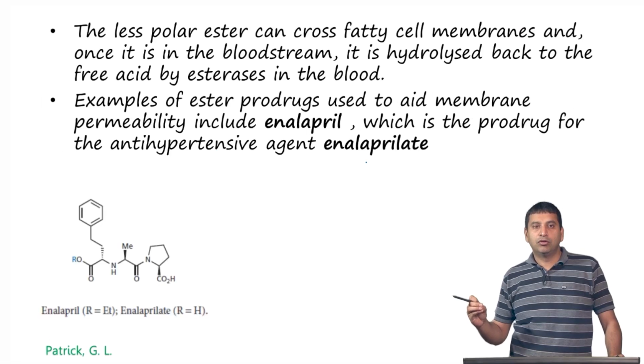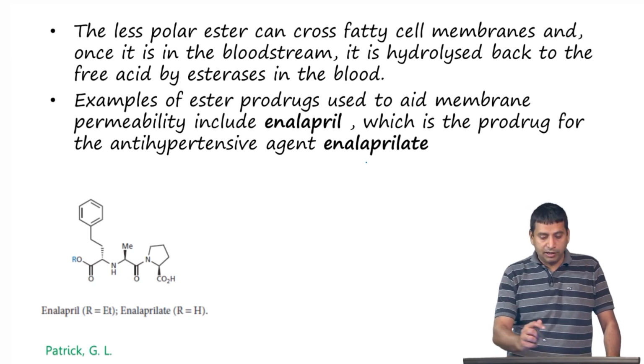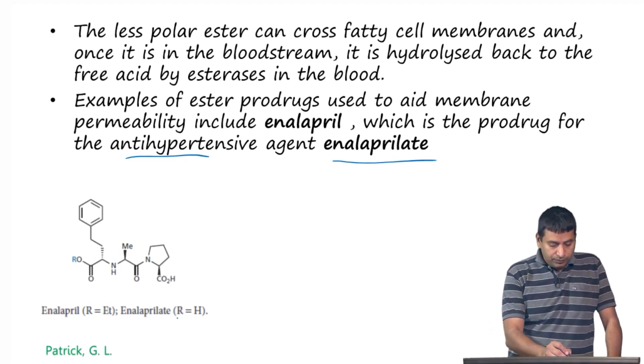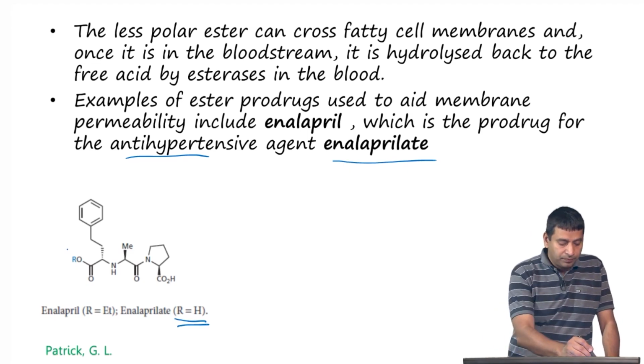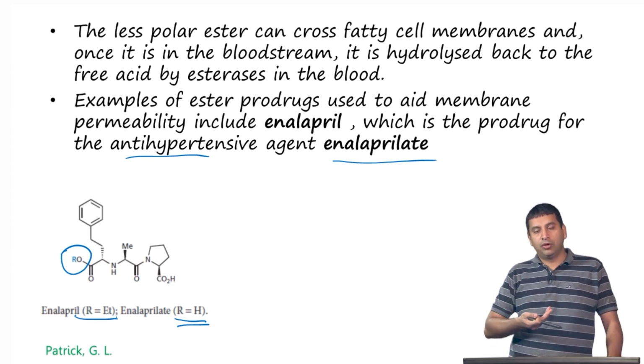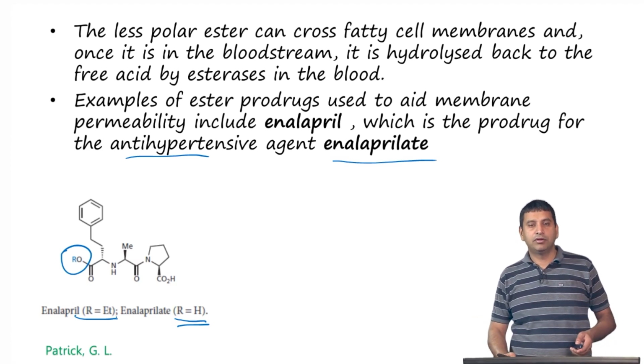Okay. So, now for example, here is the molecule called enalapril, which is actually a prodrug of the antihypertensive agent enalaprilat. Okay. So, here is the molecule where R equals H is the active drug, and this is the ethyl ester which will produce ethanol as a byproduct, and these are cleaved by esterases in the bloodstream. So, what it helps with is getting the molecule across the membrane, and once it gets into the bloodstream, it can then get cleaved by esterases to produce the active compound.